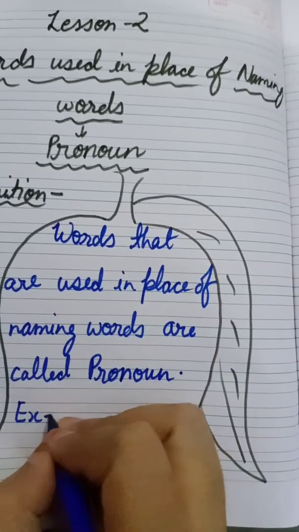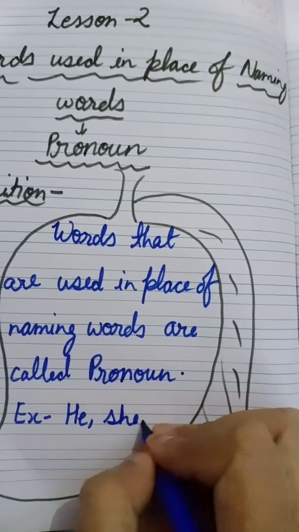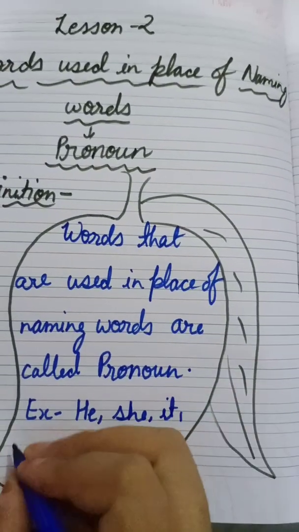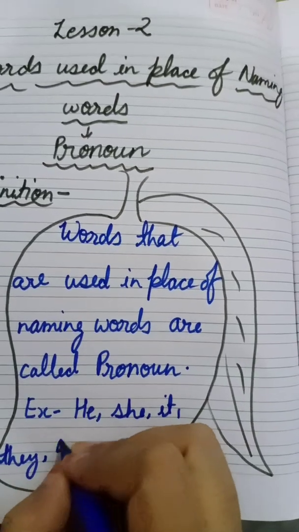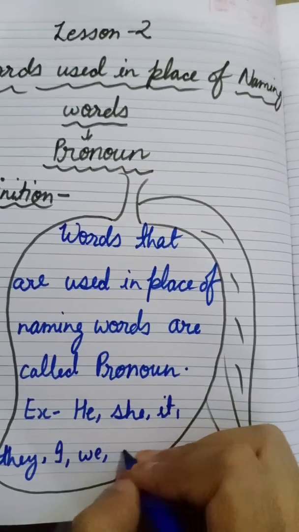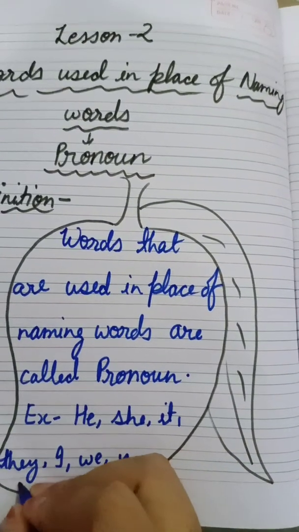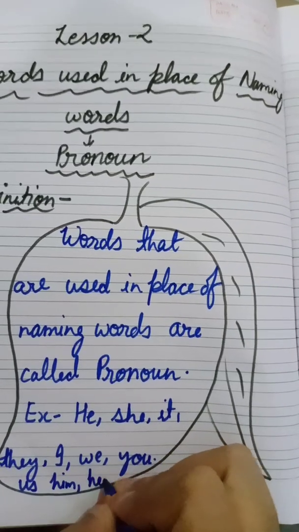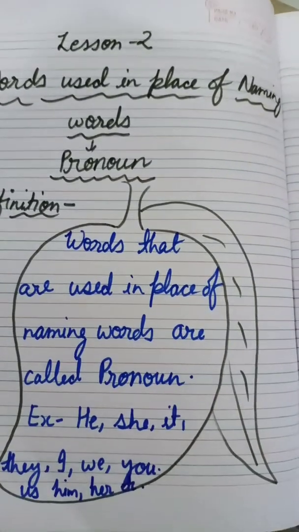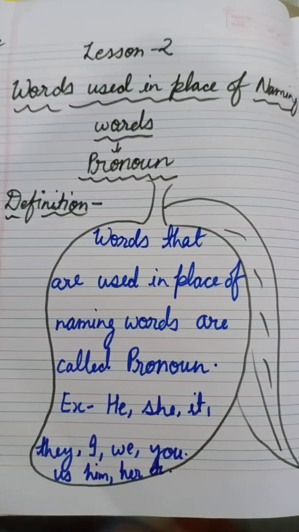So some examples. What are the examples? He, she, it, they, I, we, you, us, him, her, etc. Many more are there. When you use them, then you will see.